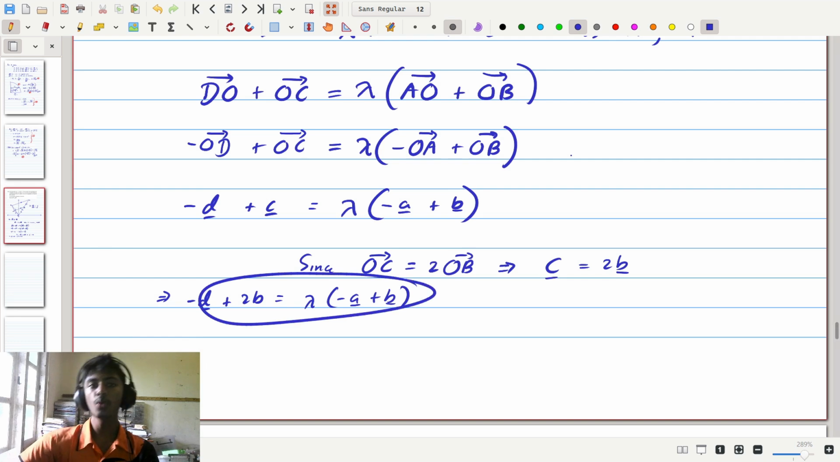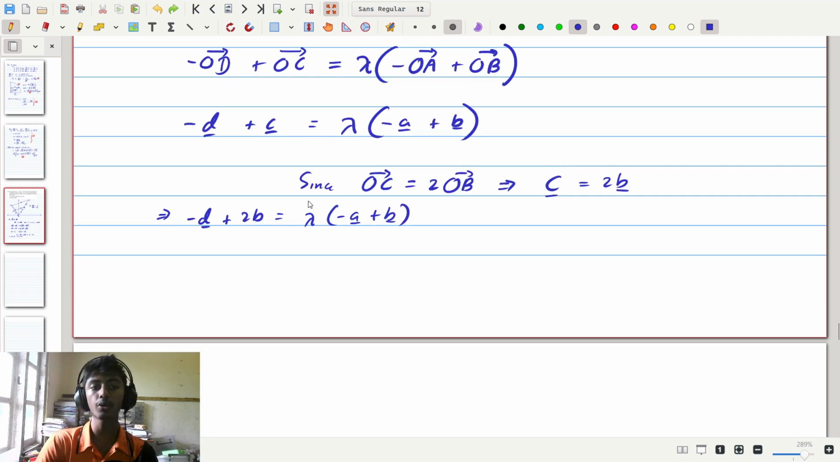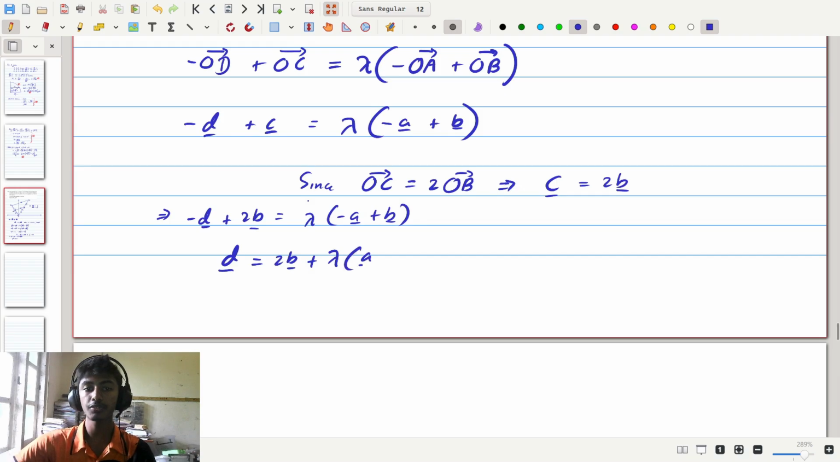Now finally, we can rearrange this vector equation in order to get D vector by taking D vector to this side and this thing to the other side. If we do, we are going to get D vector equals, on the other side we're going to have 2B vector, and then if I take this thing to the other side, what I can do is flip the signs of this thing and write it as plus lambda times A vector minus B vector. So there we go, D vector is equal to all of this.